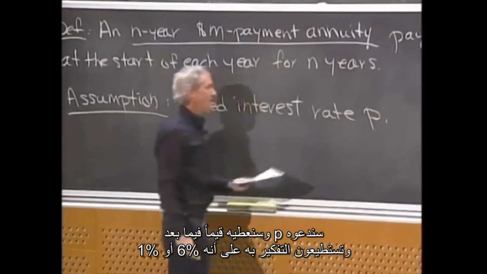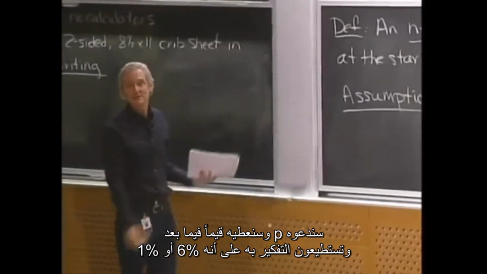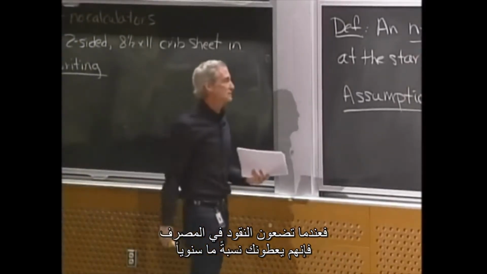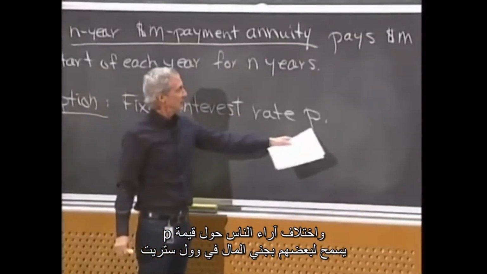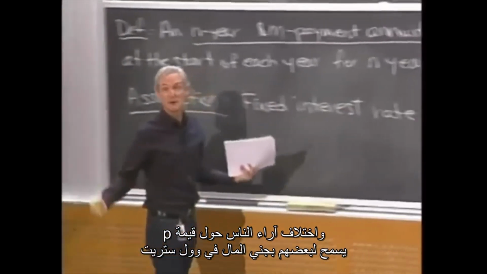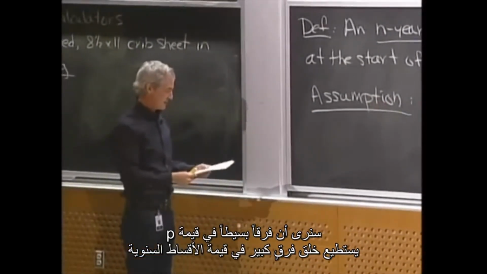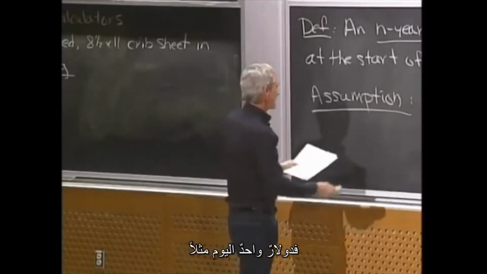We're going to call it P. Later we'll plug in values for P. But you could think of it as like 6%, 1%. It's the money, if you put money in a bank, they'll give you some percent back every year. And of course, the fact that different people have different ideas of what this would be allows people to make money on Wall Street. As we'll see, a slight difference in P can make big differences in what the annuity is worth.